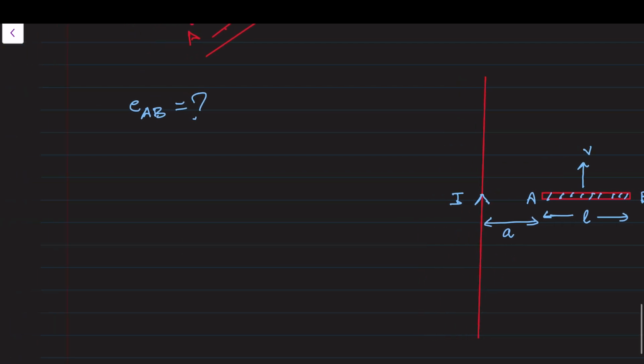Consider one infinite long conductor carrying current I, and we have one conducting rod. This is conducting rod AB of length L, which is moving with velocity V parallel to the length of the wire, and we have to find the EMF induced across AB. This is what we have to find.